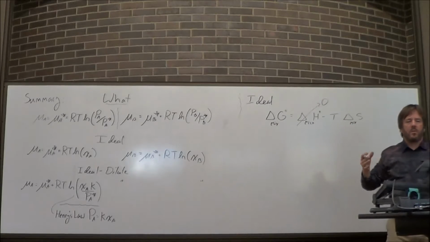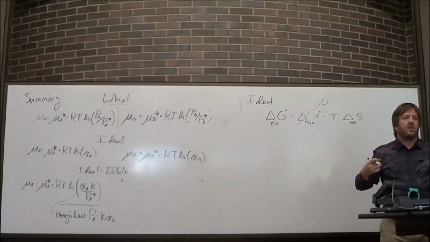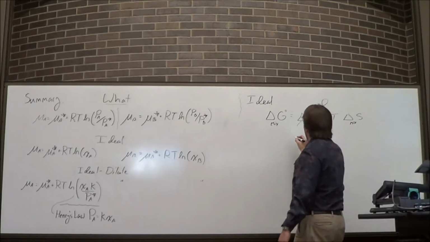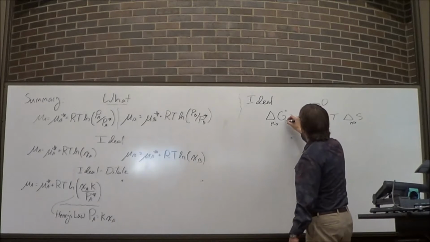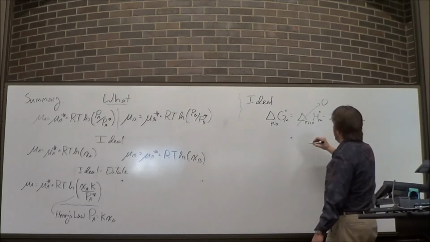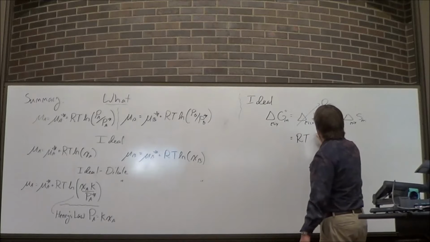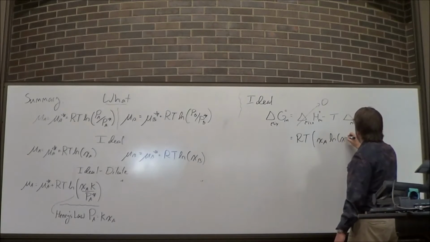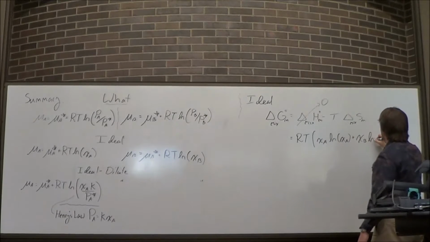Remember the little proof I did, which was that there's no volume change and there's no internal energy change, so there's no H change. And we also derived, let me do this per mole so that everything's a chemical potential, and this ends up being RT, Xa ln Xa plus Xb ln Xb.